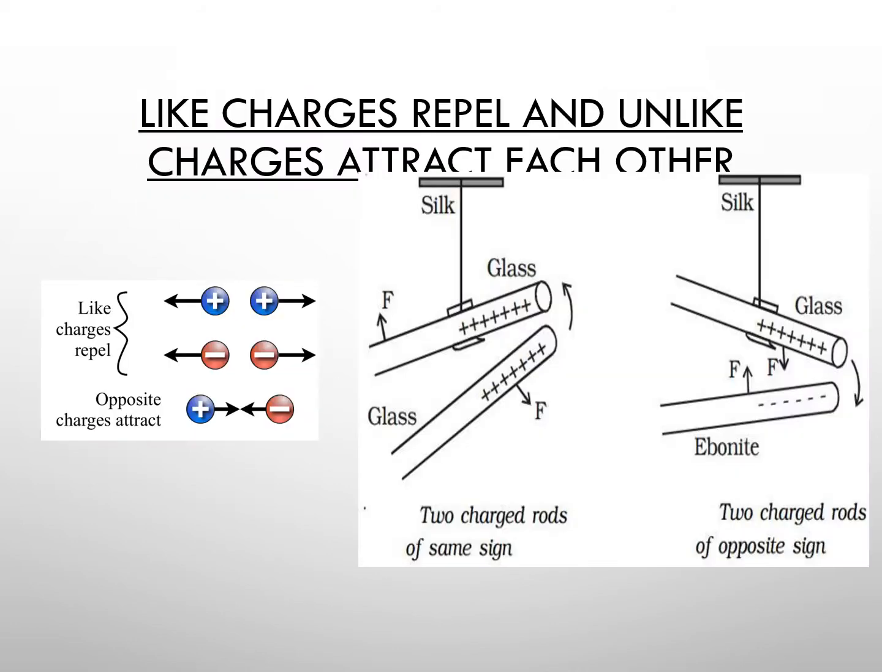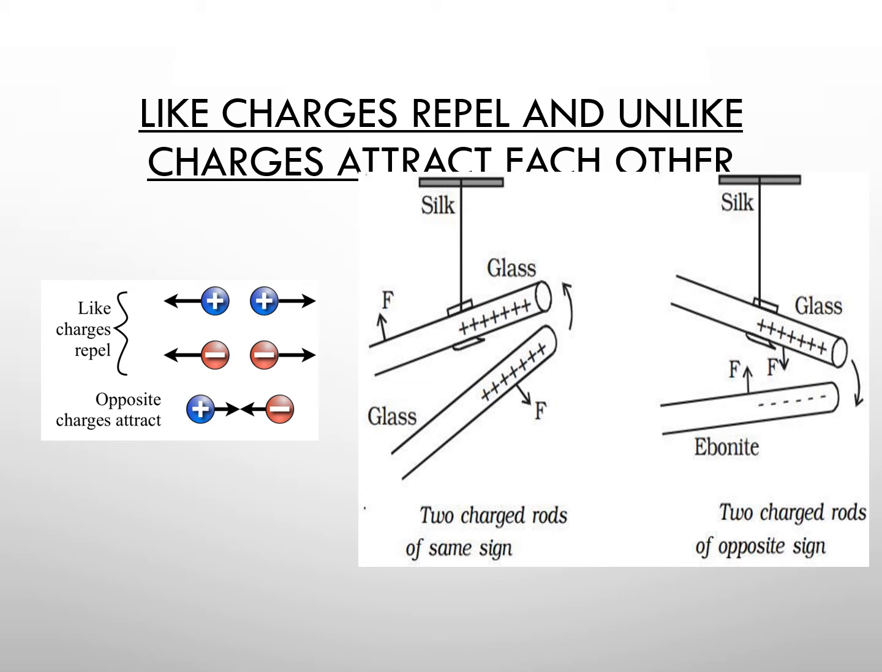There are two kinds of charges. We call them positive and negative charges. Like charges repel and unlike charges attract each other. This can be verified with the following experiment, which is given here in the diagram.